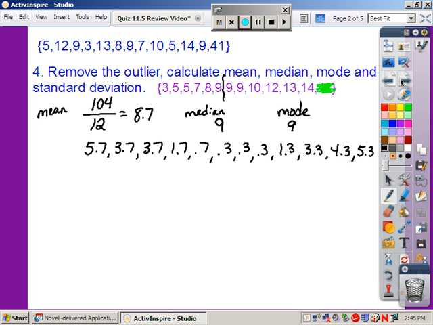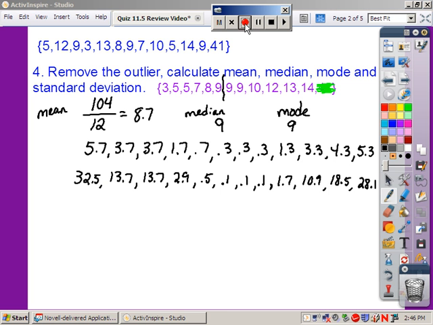Now we got to square all of these numbers. So again, let's take a minute and square each one. Again, that would mean 5.7 squared, or 5.7 times 5.7. For that one, I get 32.5. So let's take a minute and figure out all of those. Okay, so at this point, we've got all the squares down again.